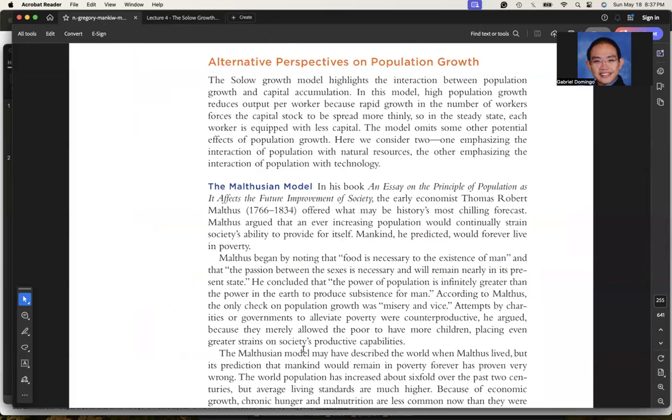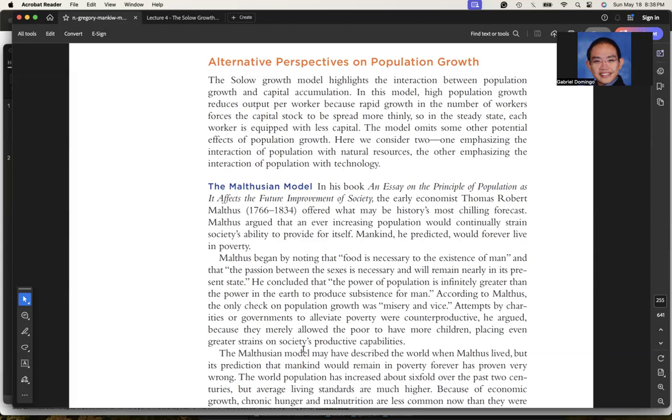Because that means that a higher N, more L, more labor, will make it harder to produce the capital to make sure that everyone gets a certain K over L. And that's why the economy will end up with a smaller K over L. Okay. So that's one way of viewing the effect of the growth rate in labor, which is again how it will affect the steady state K.